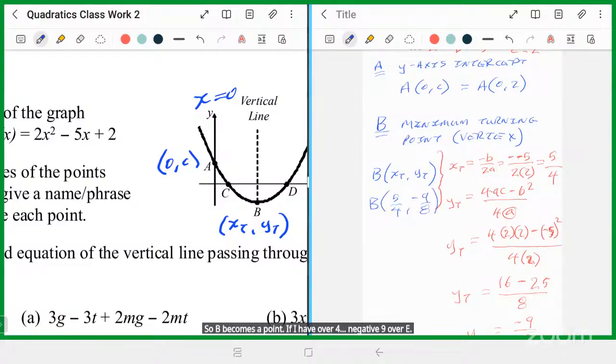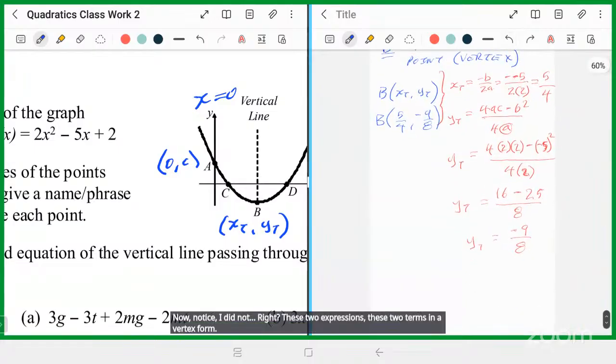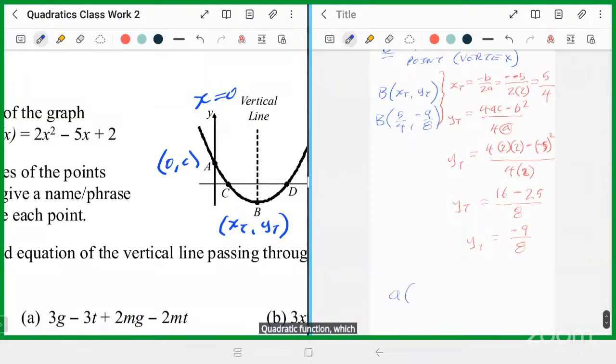Now notice I did not write these two terms in the vertex form for the quadratic function, which is a into x minus xt squared plus yt. Right?